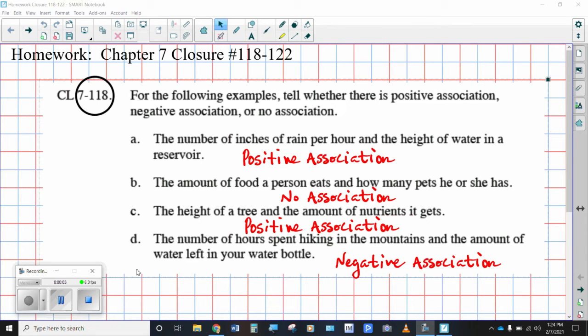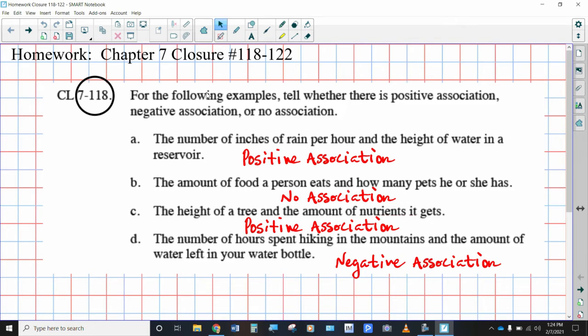Alrighty, let's get to the closure problems for chapter 7. Some of these problems showed up in some of your check for understandings, possibly in an assessment last week. But it's good. I don't know how much time we could spend going over some of those questions. So here I get a chance to talk about this a little bit.